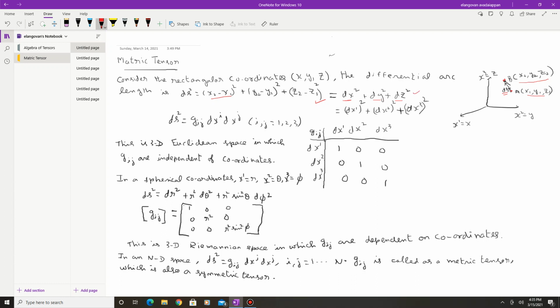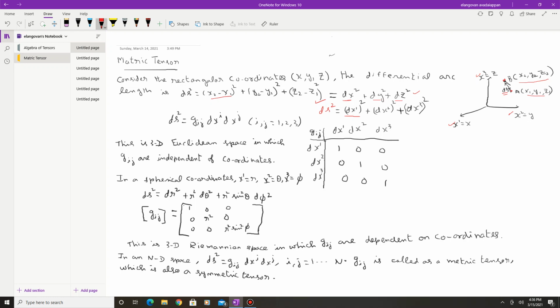Now if you express the coordinate x as the x1 coordinate, y as the x2 coordinate, and z as the x3 coordinate, so we are using the superscript to represent the coordinates x1, x2, x3. Then ds square is equal to dx1 whole square plus dx2 whole square plus dx3 whole square. So this is for a rectangular coordinate system.